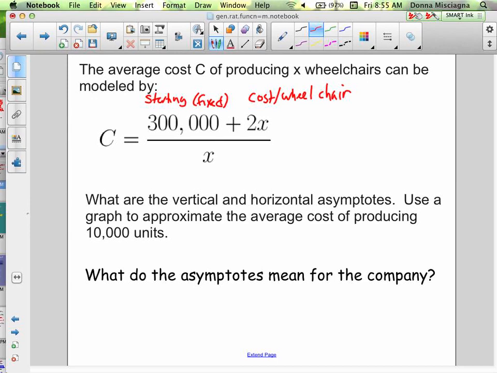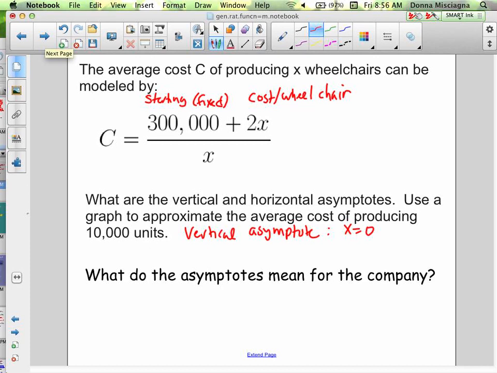So what's the vertical asymptote? X equals 0. So x equals 0 is the vertical asymptote. Actually, let me write vertical asymptote first. What do you think that means for the company if there's a vertical asymptote at 0? What do you think that means for the company?